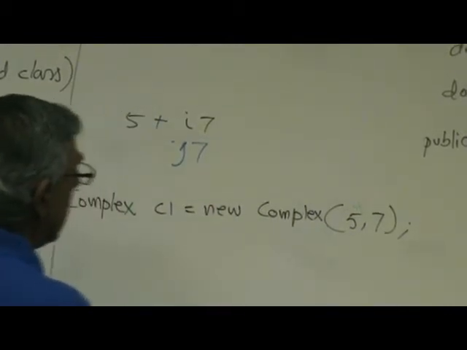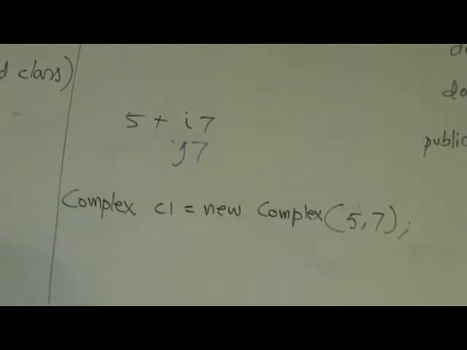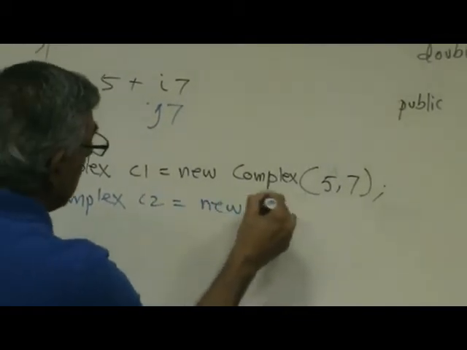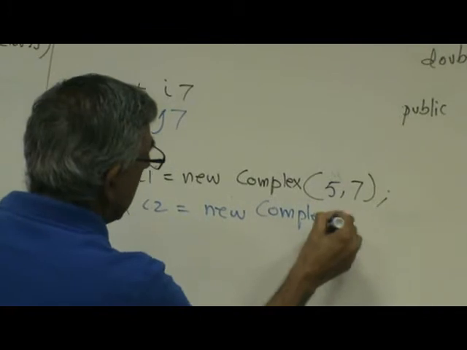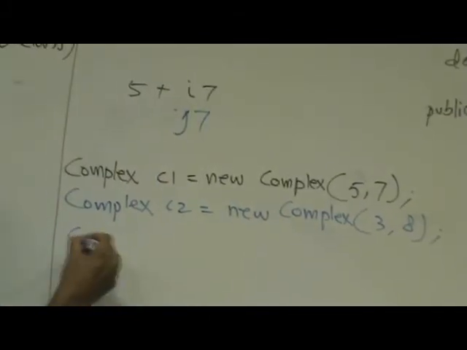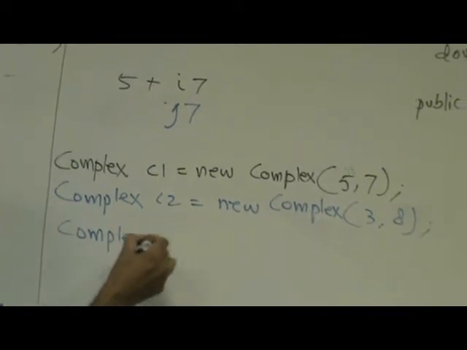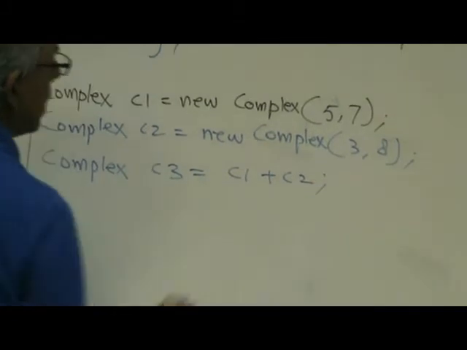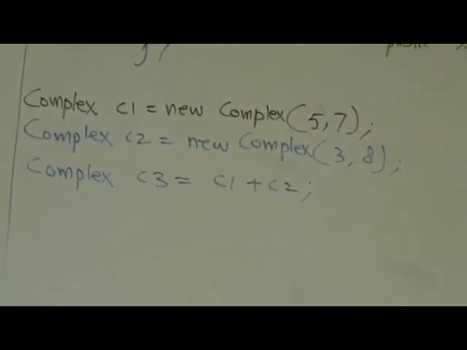So somebody may want to create one complex number like this. Then they will create another complex number, C2 equal to new complex, let's say 3 comma 8, right? So now the goal of the programmer is to be able to do something like this, C1 plus C2, okay?